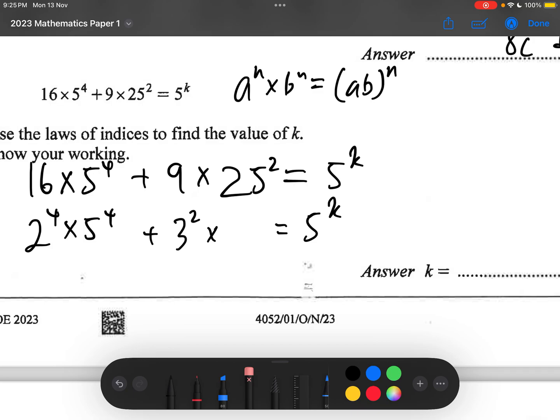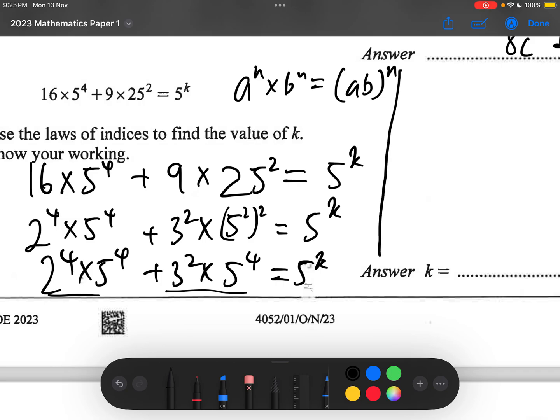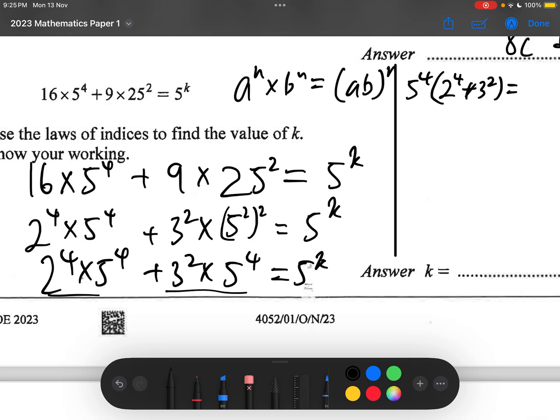Okay, I'm going to try to do this. I have 25. I can change that to 5 squared. And hey, would you look at that? On these two, I have a common factor of 5 to the power of 4. So what I can do is factor out a 5 to the power of 4. In the bracket, I have 2 to the power of 4 plus 3 squared, which is 5 to the power of k.